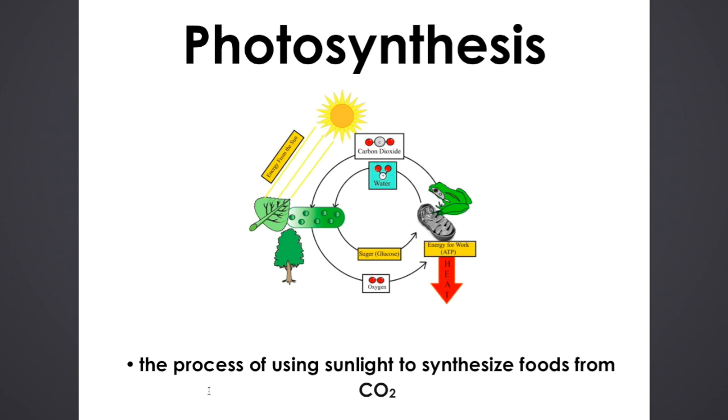Photosynthesis is the process of using sunlight to synthesize foods from CO2. So plants do photosynthesis, and they use sunlight and carbon dioxide to make glucose or sugar and also oxygen. This is how plants make food. They make food by doing photosynthesis. Also, this sis tells us it is a process or something that is done.